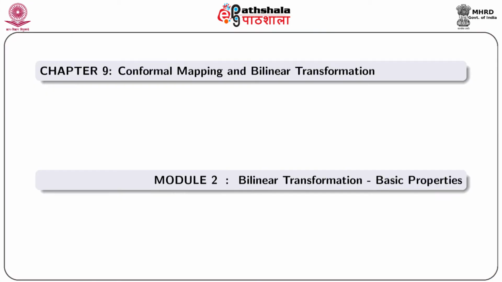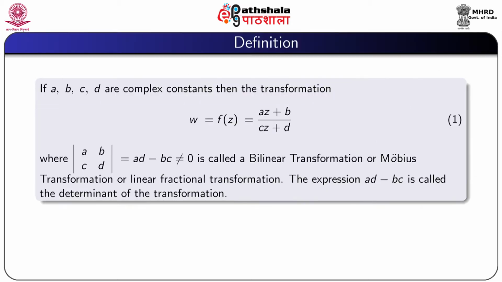So, we discuss bilinear transformation basic properties. If a, b, c and d are complex constants, then the transformation w = f(z) = (az + b)/(cz + d), where the determinant |a b; c d| = ad minus bc is not equal to 0, is called a bilinear transformation or Mobius transformation or linear fractional transformation. The expression ad minus bc is called the determinant of the transformation.